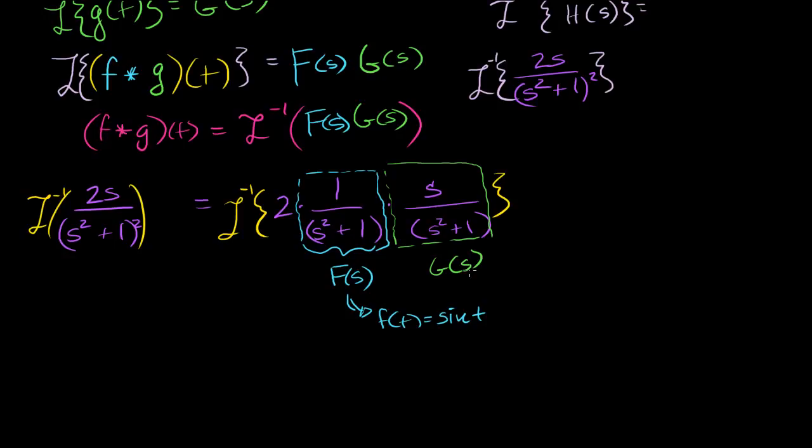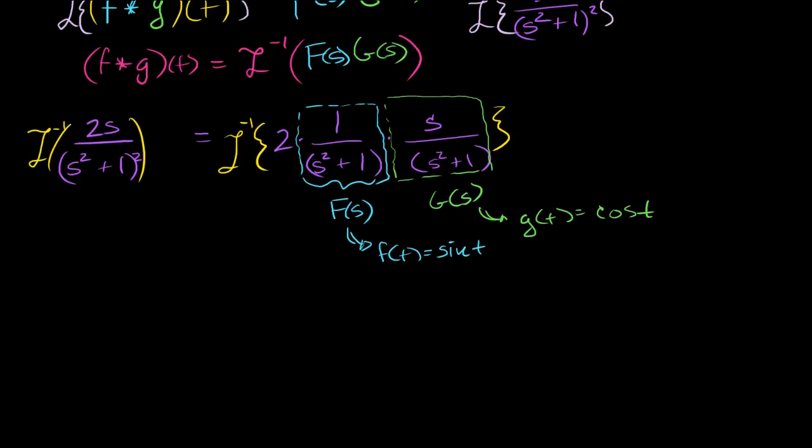And this implies that g of t, if we define this as the Laplace transform of g, this means that g of t is equal to cosine of t. And of course, when you take the inverse Laplace transforms, you could take the 2's out. So now what can we say?